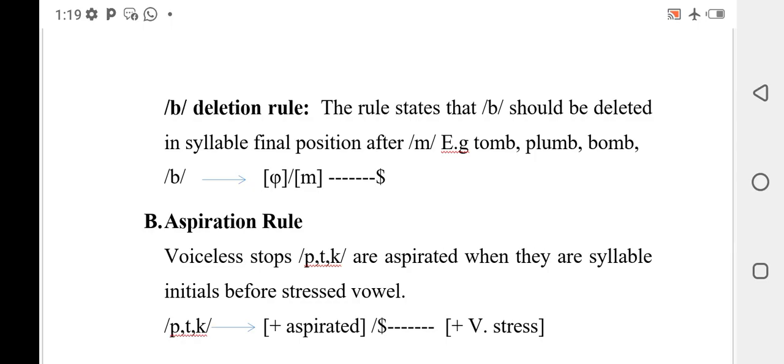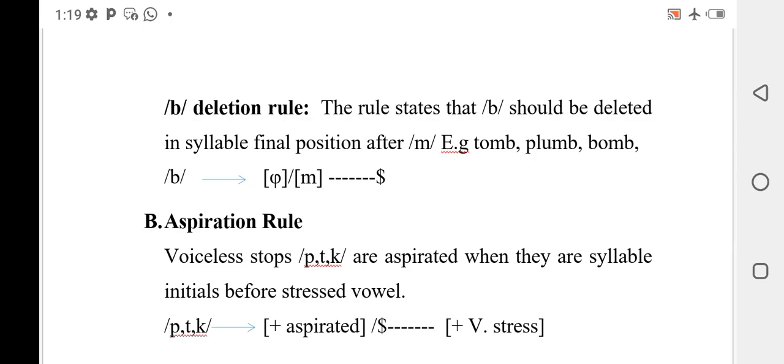Okay. So you can now see that B is deleted when it occurs with a nasal. And the nasal is usually M. Alright? So when B occurs with M at the syllable final position, B becomes deleted. It can no more be pronounced. So we will now end your pronunciation with M and leave the B that comes after the M. Alright? So in the formalization, or in putting this rule that we have said in a formula, we have B becomes deleted after M, okay, or in the environment of M.